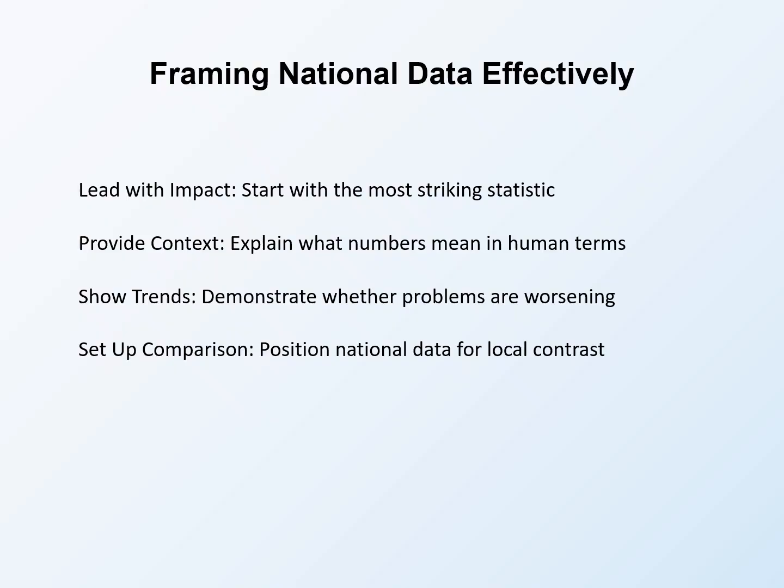Show trends when data supports doing so. A problem that is worsening demands more urgent attention than a stable one. "Childhood obesity rates have increased by 30% over the past decade" signals an escalating crisis requiring intervention. If problems are improving, acknowledge this while explaining why intervention remains necessary. Set up comparison by positioning national data to contrast with local conditions. "Nationally, the unemployment rate is 4%" is a setup for "in our service area, unemployment reaches 11%." The national statistic creates the benchmark that makes your local data compelling.